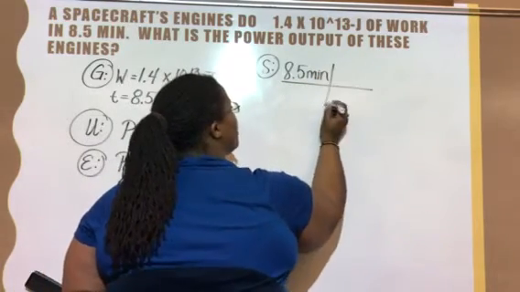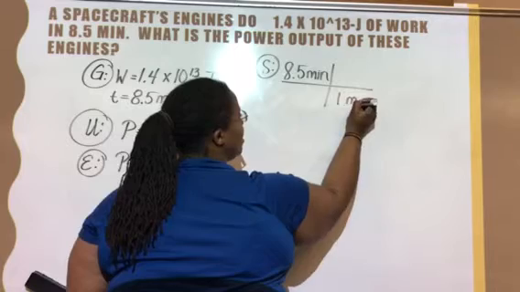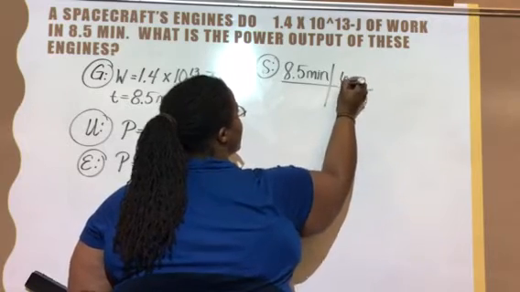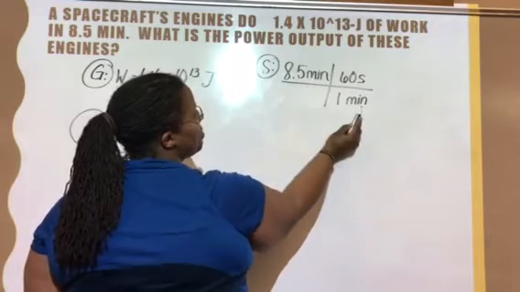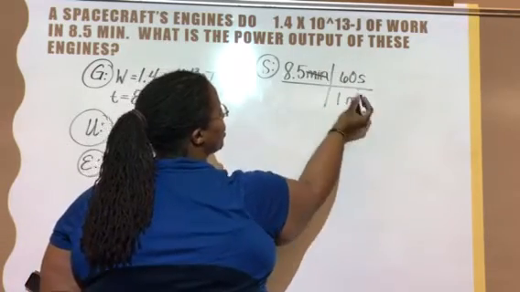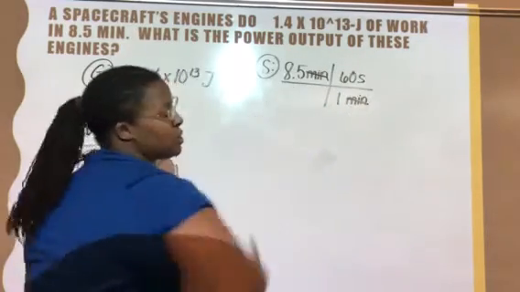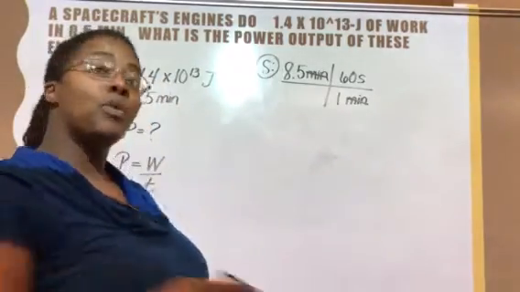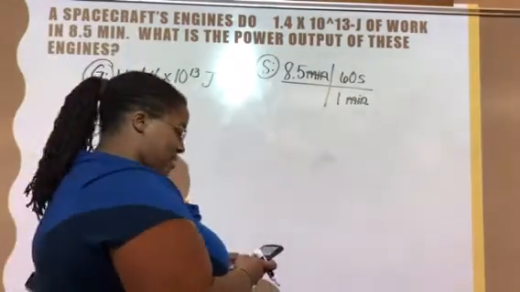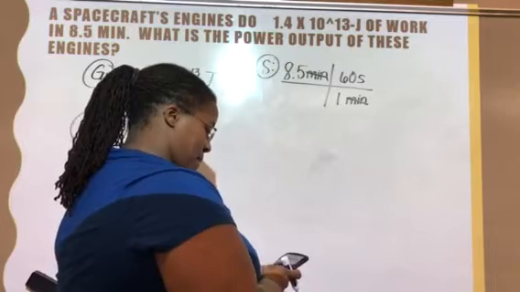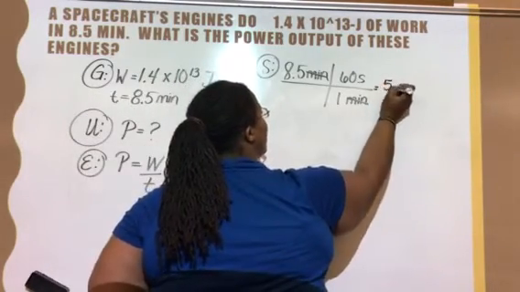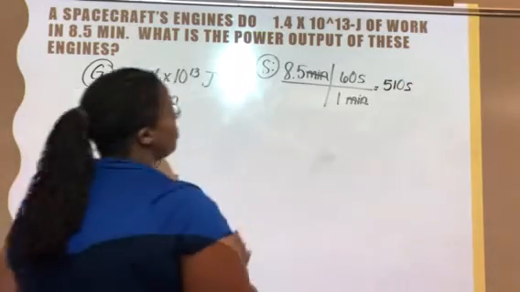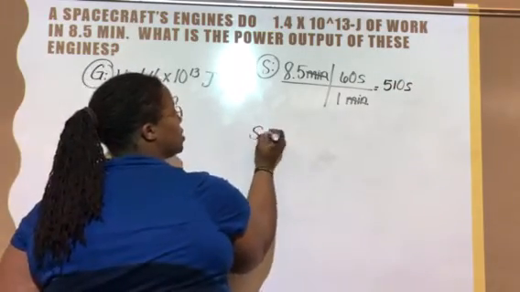And we already know that for every 1 minute, we should have 60 seconds. Minutes on top, minutes on bottom. These are going to cross out. And of course, from here, if you grab your calculator, we'll say 8.5 times 60. And that will give us 510 seconds. We're now ready to go into our solve step.